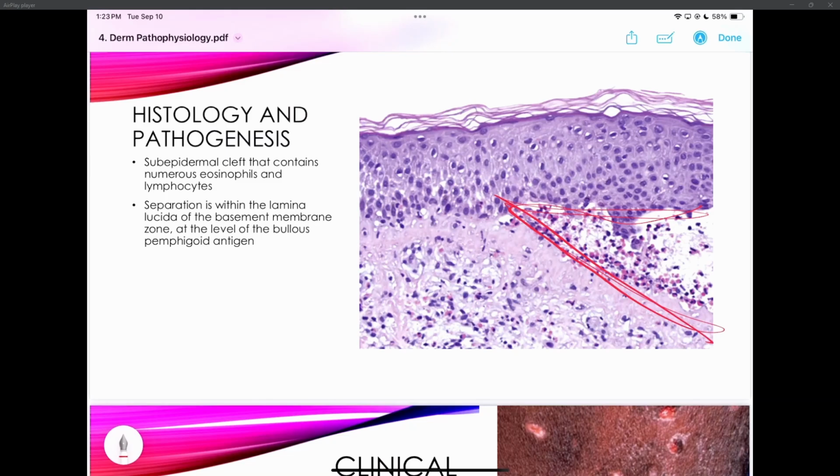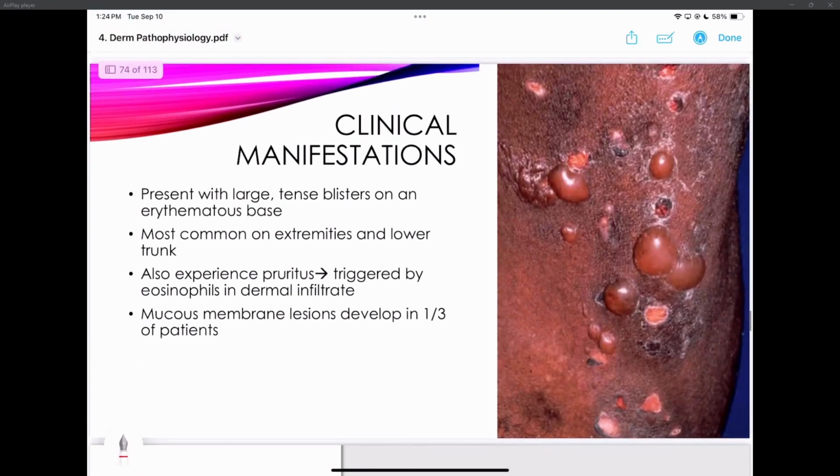Subepidermal cleft contains numerous eosinophils and lymphocytes. And we get separation of the basement membrane. So everyone see the splitting of the two layers split apart? So this is what it looks like. Large, tense blisters on an erythematous base. All these blisters. This is bullous pemphigoid. Most common on the extremities and the lower trunk.